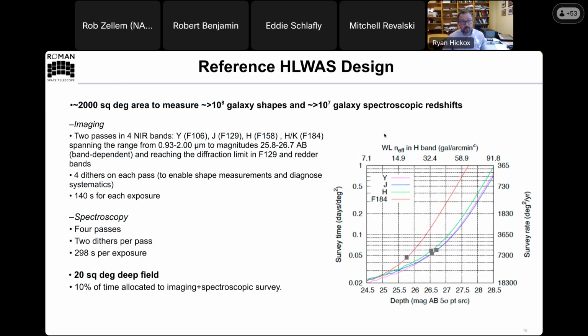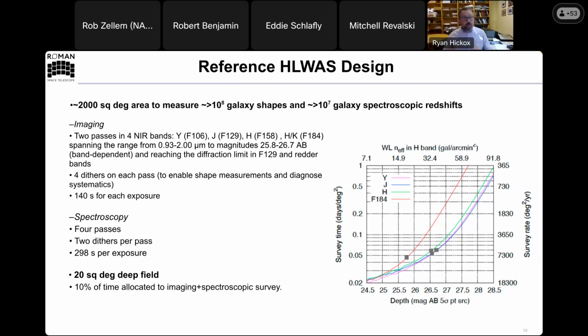Okay, so before we get into where we currently stand, it's best to start with a discussion of what the reference design was for the high latitude wide area survey. As part of putting the mission together, it was necessary to show that the Roman telescope specifications were sufficient to actually reach the science goals. And so in order to do that, there was a design reference mission developed that basically showed that Roman could actually do the science that was required.